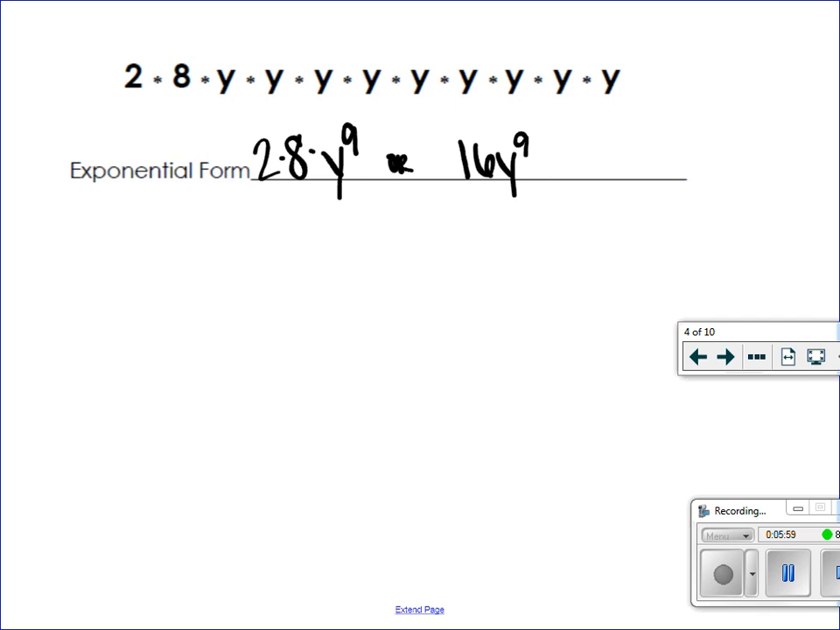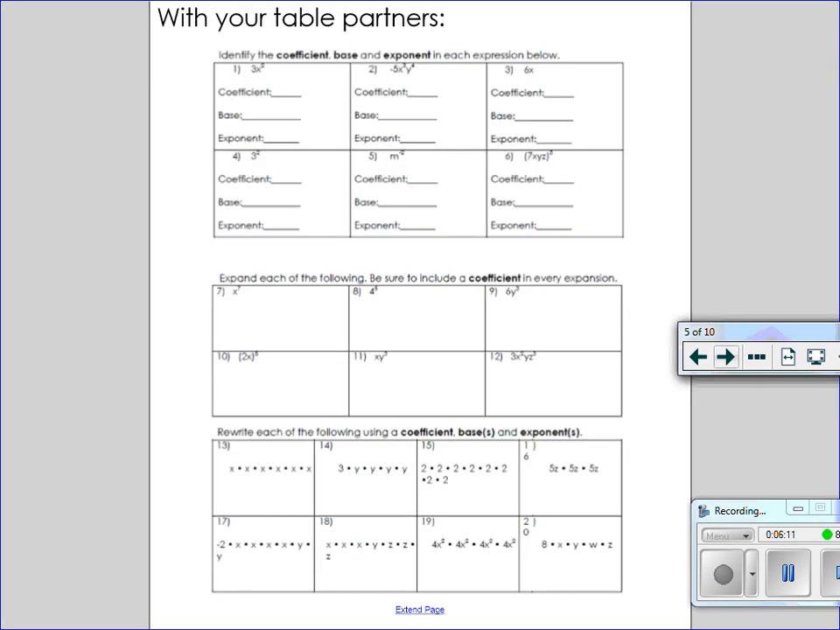Okay, so you have 3 tables left on this sheet of paper that you have. There's one on the front, and there are 2 tables on the back. I want you doing all 3 of those tables with whoever you're sitting next to, and then we'll check it in a little bit. Got it?